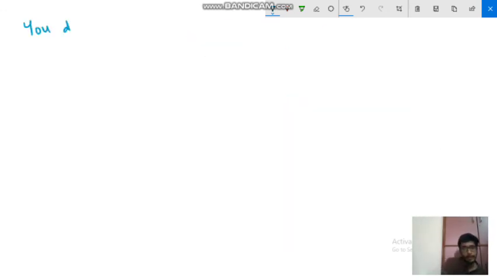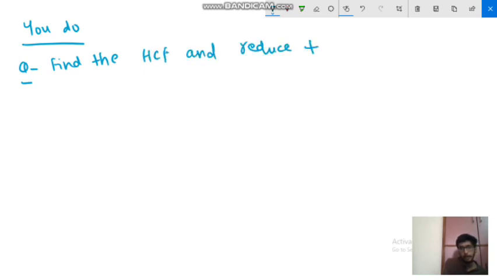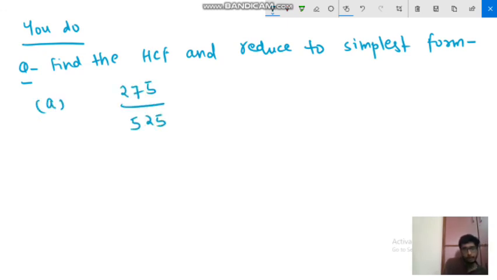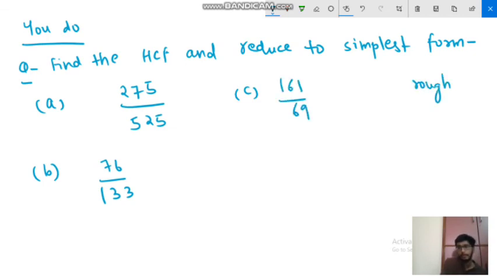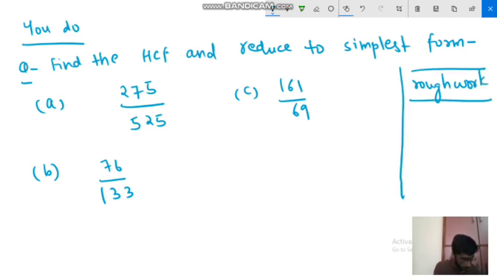Now there are some questions for you. The question is, find the HCF and reduce to simplest form. First part is 275 upon 525. Second, 76 upon 133. And third, 161 upon 69. This will be your column for rough work. Take good 20 seconds to note it down and then solve it. Okay.